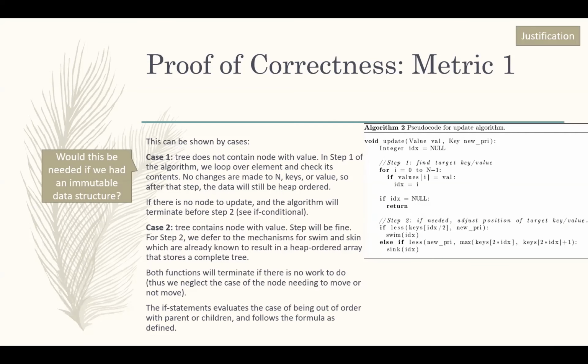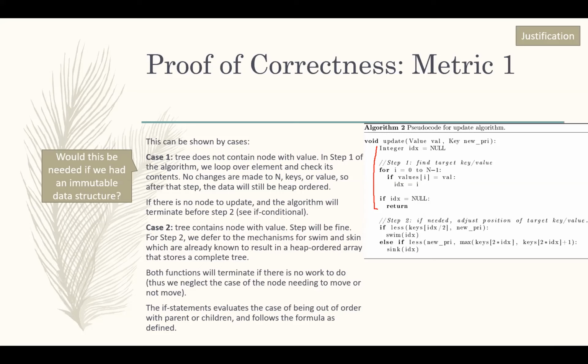We do this by cases. Maybe the tree has something that's out of order that I need to maintain, and maybe it doesn't. In the case that it doesn't have anything to update, everything's good. Step one here is basically checking to see whether there is work to do, and if there's not, then of course it's correct. I'm not going to break anything in the tree because I haven't changed anything in the tree.